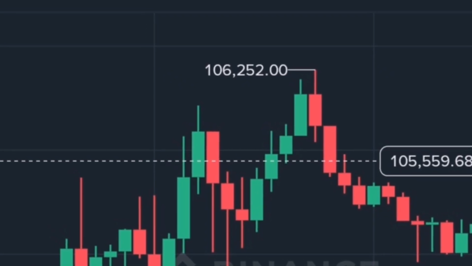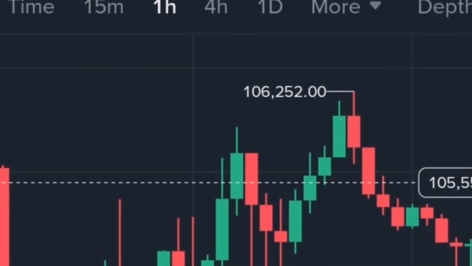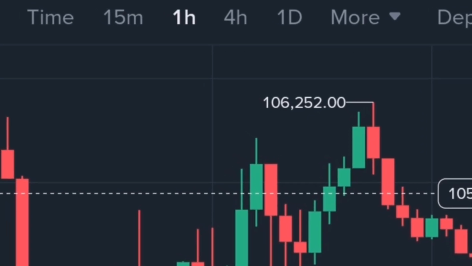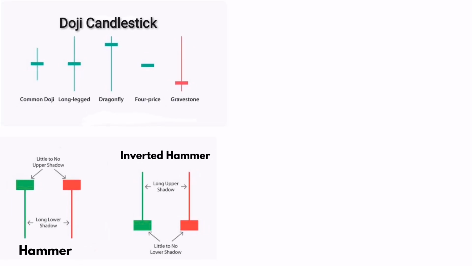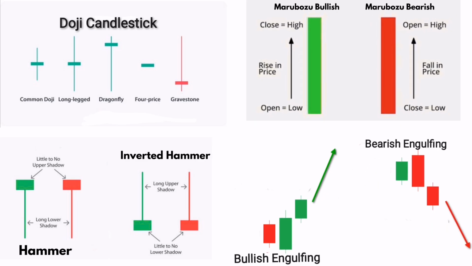Why do candlesticks matter? Because traders use candlestick patterns to make smart decisions. Some patterns show reversals, like a doji or hammer. Others show continuation, like a marubozu or bullish engulfing.